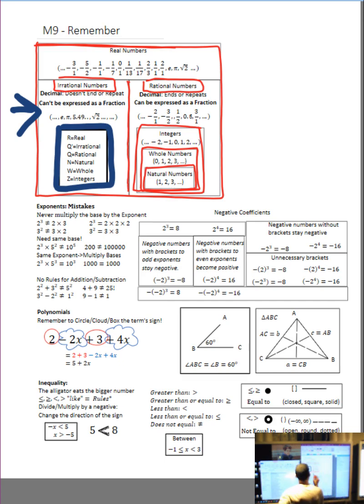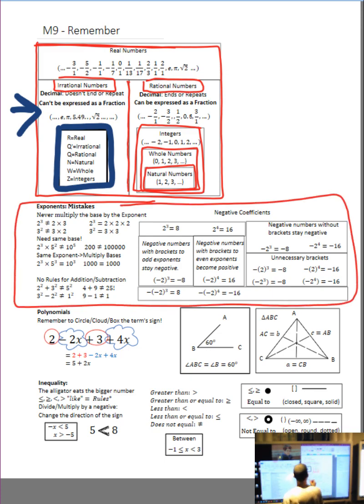Okay, down below, exponents, and a bunch of stuff. So, remember, never multiply the base by the exponent. Remember, you have to have the same base to use the laws, etc.